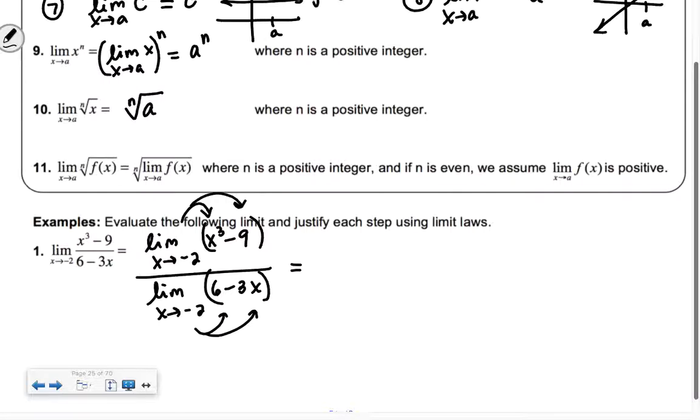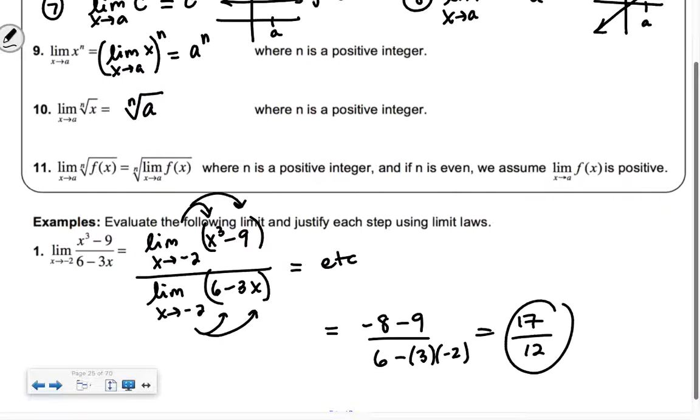All right, what ends up happening for this one is you can actually just plug in -2. What happens when you plug in -2? What do we get on the numerator and the denominator? -8 minus 9 over 6 minus 3 times -2. We end up getting -17 over 12. Okay, so I could do all the limit steps where I'm bringing the limit into each piece, I'm substituting in, and so on. It would take a very long time for me to write this. I'm just going to skip it. You would get 17 over 12.